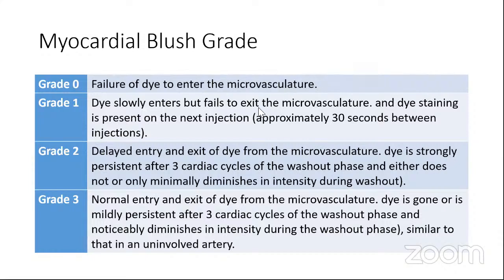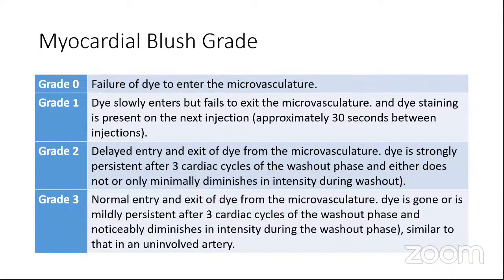Myocardial blush grade 0: failure of dye to enter the microvasculature. Grade 1: dye slowly enters but fails to exit the microvasculature, and dye staining is still present on the next injection, usually 30 seconds between injections. Grade 2: delayed entry and delayed exit of the dye from the microvasculature. Dye is strongly persistent after 3 cardiac cycles, and it does not or only minimally diminishes in intensity during the washout.